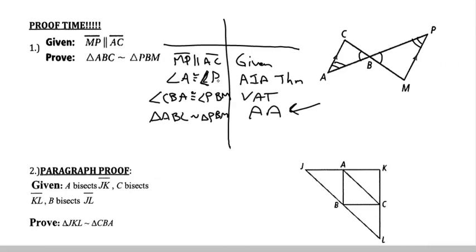You're always hoping to be able to get AA just because it's easy. You don't have to show any proportions, and proportions can get a little tricky when you guys are doing these actual 2-column proofs.